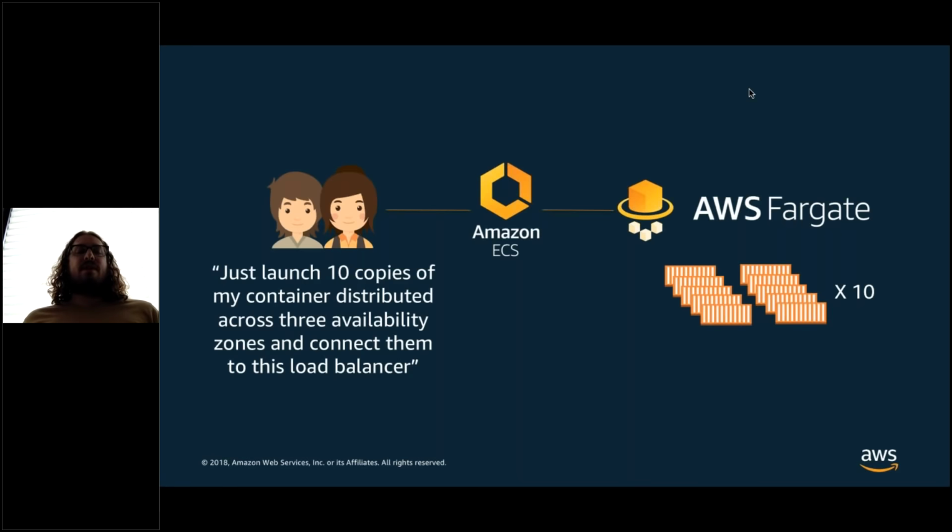So the idea with AWS Fargate is, once again, I can start with that high-level intention, which is to just run 10 copies of my container distributed across 3 AZs. I can give that intention to Amazon ECS, but then behind the scenes, I no longer need to manage a cluster of instances at all. Instead, my containers run directly inside of AWS Fargate, and AWS Fargate runs those 10 copies distributed.